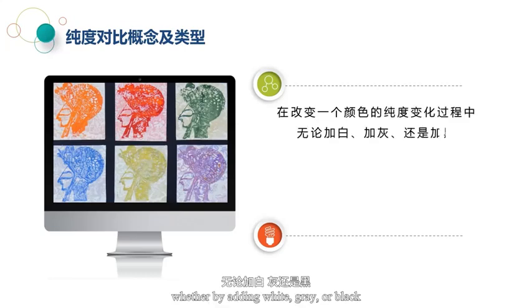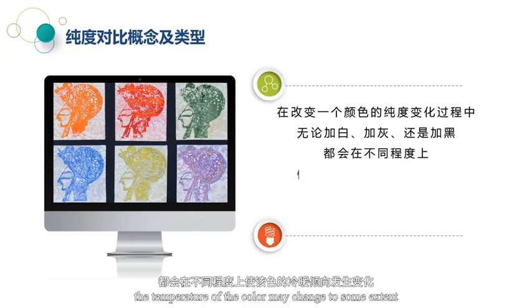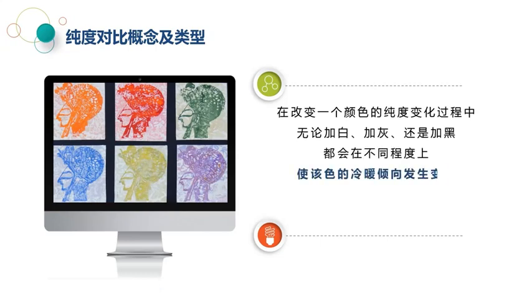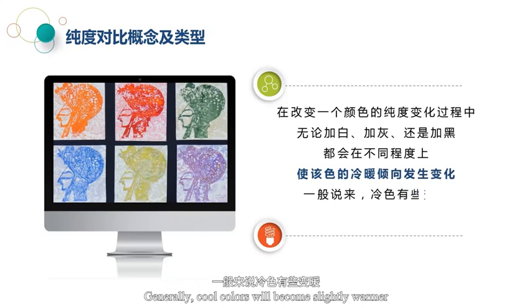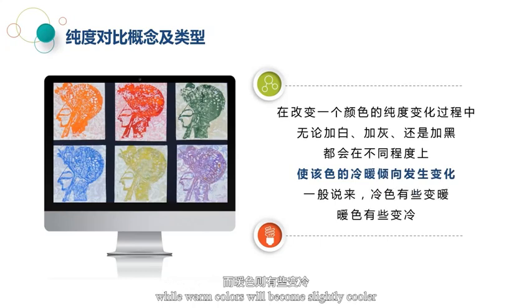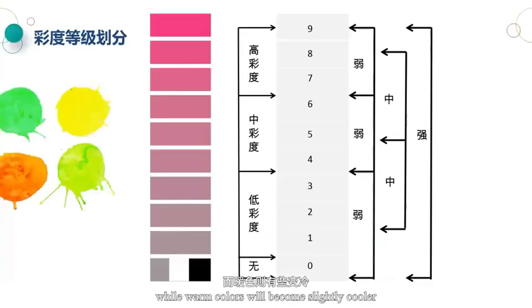It should be noted that during the process of changing the purity of a color, whether by adding white, gray, or black, the temperature of the color may change to some extent. Generally, cool colors will become slightly warmer, while warm colors will become slightly cooler.